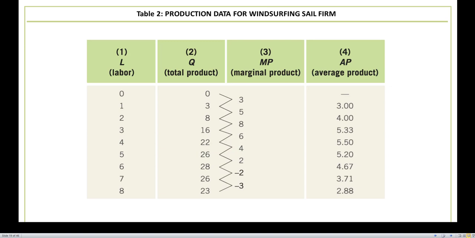Finally, column number 4 is going to be average product. Simplest calculation that we do right here, we just take total product divided by the amount of labor. So how do we get this 3? Q divided by L, 3 divided by 1, we get the 3 right here. How do we get this 4? 8 divided by 2 gives us 4. 5.33, 16 divided by 3 gives us 5.33. It just tells us, remember, on average, how much can each worker produce within our windsurfing sale firm. So this 5.5, it just tells us that on average, each of our 4 workers can produce 5.5 windsurfing sales.